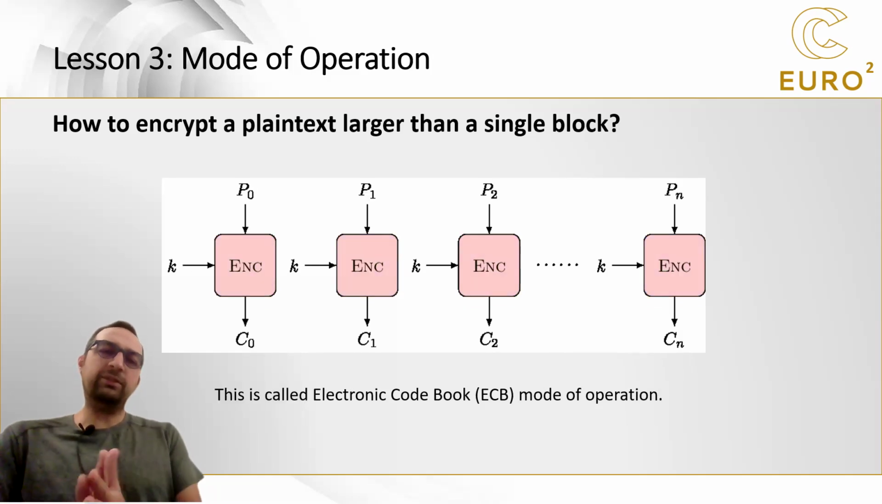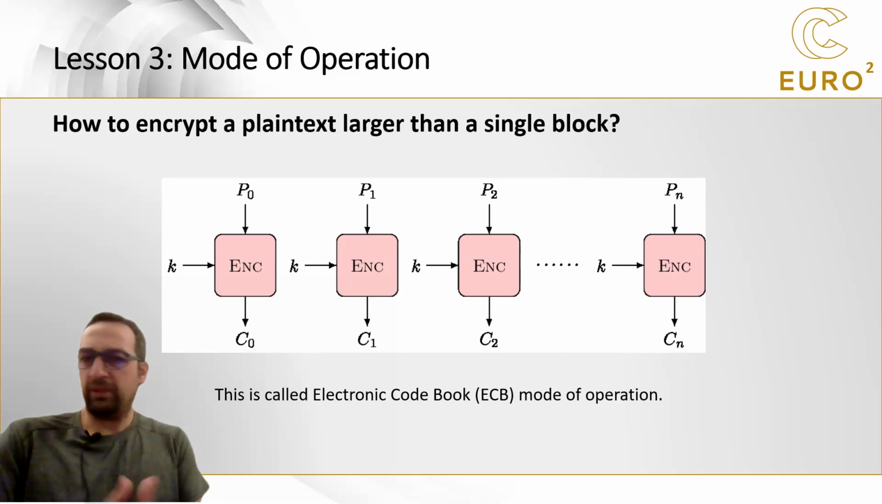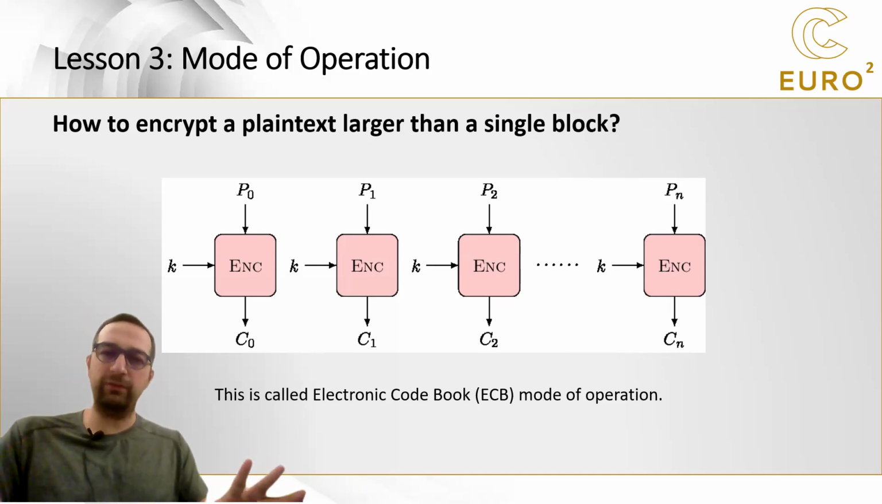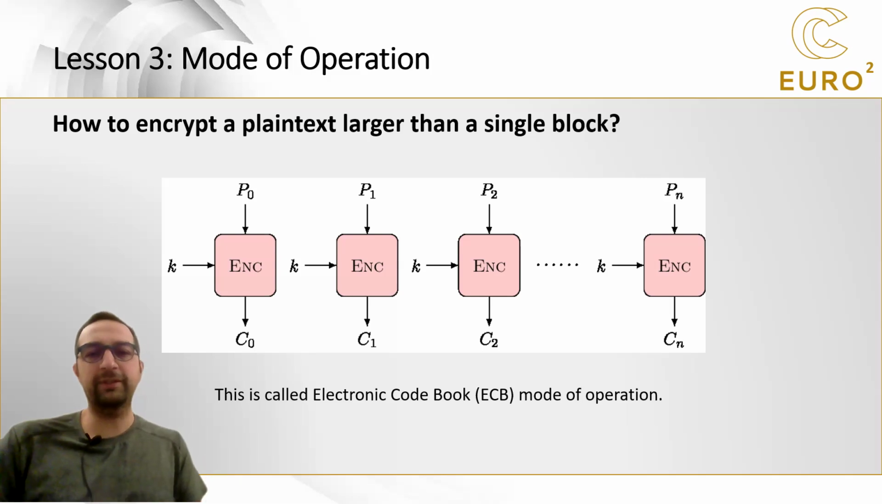So this looks like a nice solution, and it has a lot of properties, like it is parallelizable. For instance, you can encrypt the plaintext blocks P0, P1, and P2 simultaneously if you have, for instance, 3 cores. But the main problem here is that this is actually the worst idea. You shouldn't be using this. This approach is called electronic codebook, or ECB mode of operation. But here there is a huge problem.